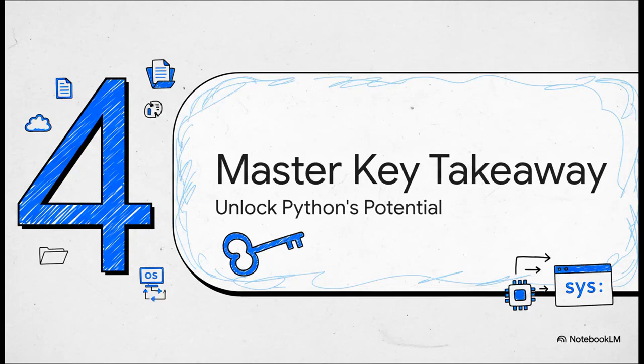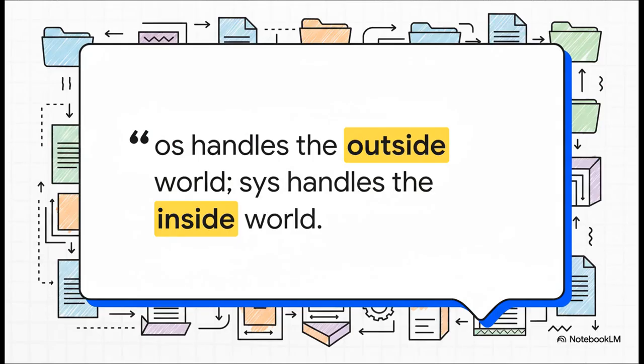So after all that, what's the one thing, the one big idea you absolutely need to remember? It's all about unlocking a whole new level of power for your scripts. Here it is. This is the master key, the one thing to burn into your brain. If you are dealing with files, folders, or environment variables, anything outside your script, you need OS. If you're managing how your script runs, the arguments it takes, or how it exits, the stuff inside your script, you need sys. OS for the outside, sys for the inside.